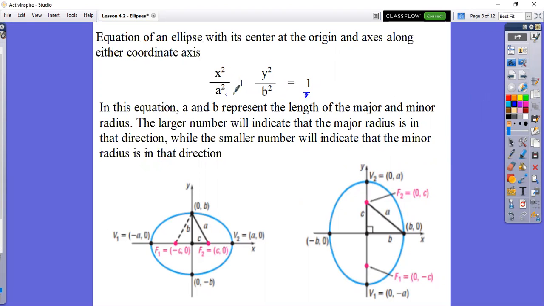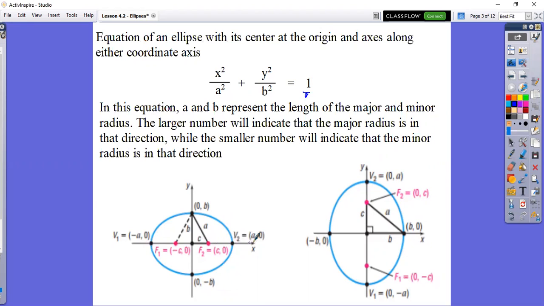And a and b down here represent the lengths of the major and minor radius. Whichever one of these two numbers is larger will be the major radius and will indicate that the major axis is in that direction. The smaller number is going to be the minor radius, and it'll indicate that the minor axis is in that direction. Down here are just two examples of what these could look like.